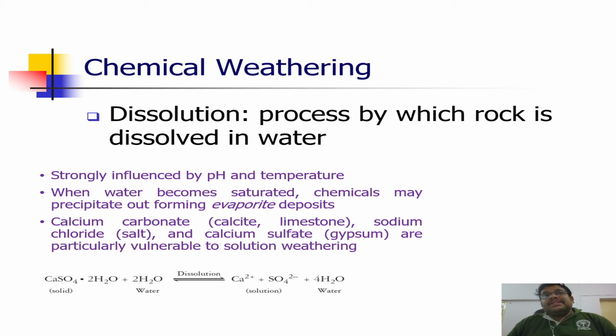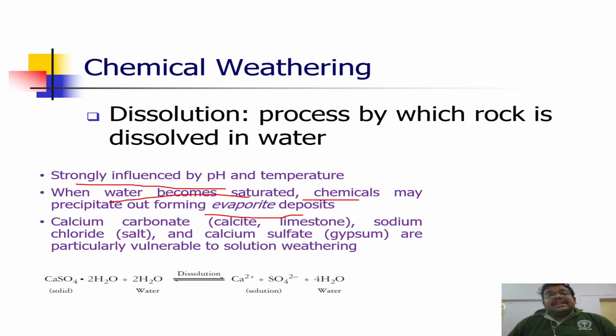We have discussed in our previous class what is pH and how it impacts soil formation. So the pH and temperature strongly influence this dissolution process. When water becomes saturated, the chemicals may precipitate out, forming evaporite deposits. For example, calcium carbonate, which is also known to us as calcite or limestone. Also, sodium chloride or common salt and calcium sulfate or gypsum are particularly vulnerable to solution weathering.